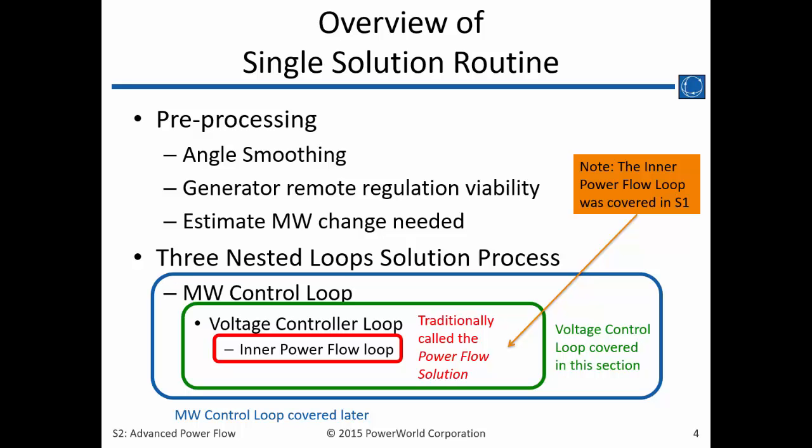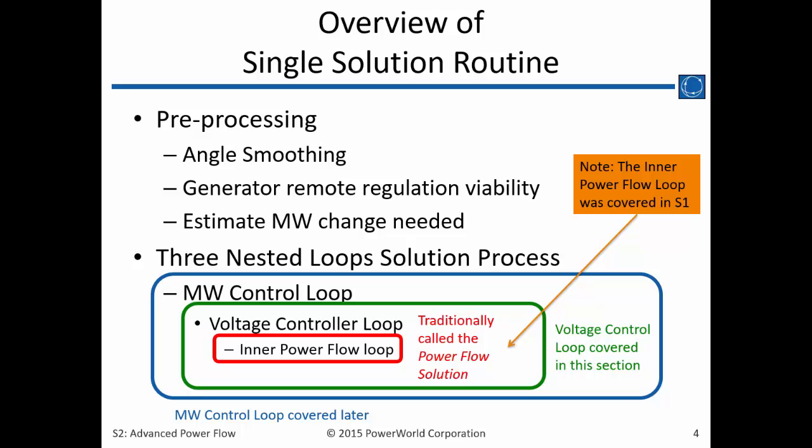There are generator remote regulation viability routines that check to make sure that a generator that is designated to regulate a remote bus actually has a path to regulate or provide VARs to that bus. If it does not, then we internally remove that generator's ability to regulate the remote bus and it will regulate its own terminal bus instead.